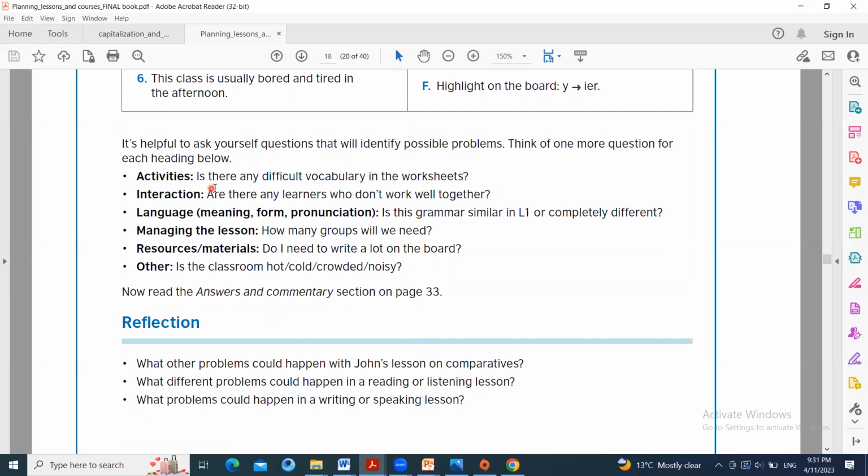Your activities. Is there any difficult vocabulary in the worksheets? Interaction. Are there any learners who don't work well together? Language meaning, form, pronunciation. Is this grammar similar in the first language or completely different? Managing the lesson. How many groups will we need?